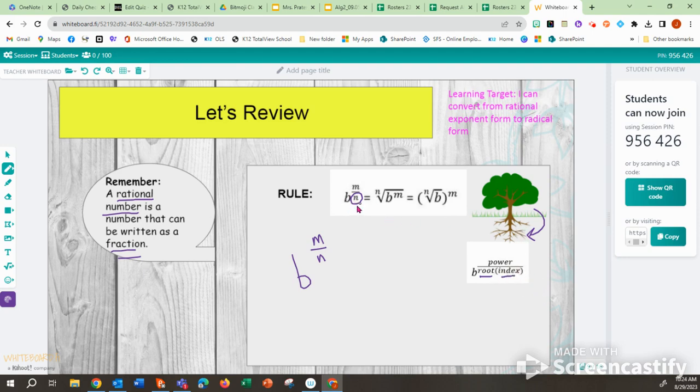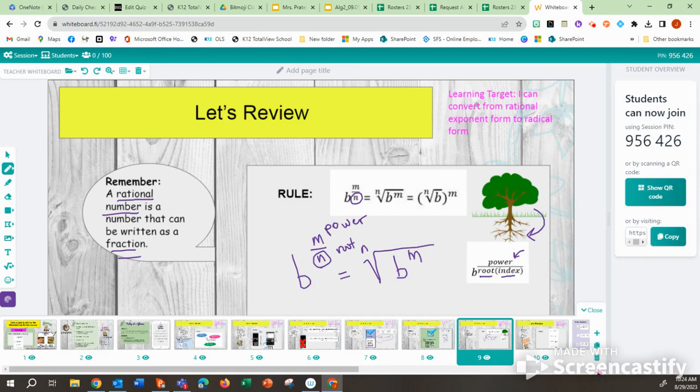So the root or the index is on the bottom of the fraction, and then the power is on the top. And then we could rewrite this with a radical symbol. And then remember, your root is on the bottom. That's the same as your index. And then your base b would go underneath your radical to your power of m. We'll look at a few examples. So it's power over root. Power over root when your exponent is a fraction.